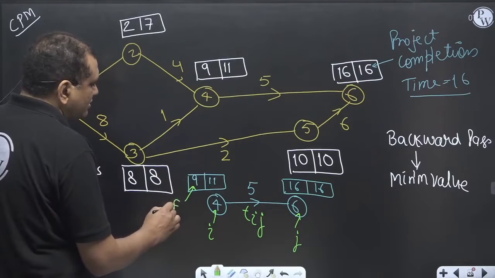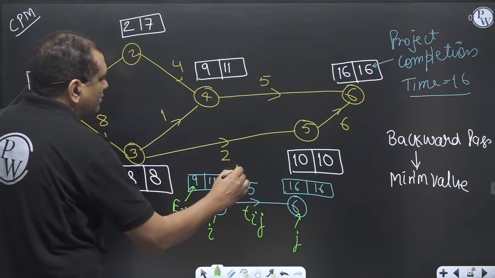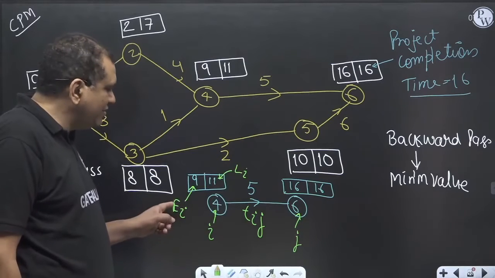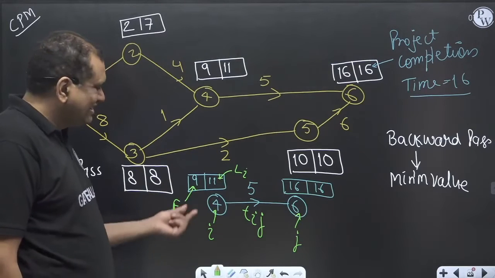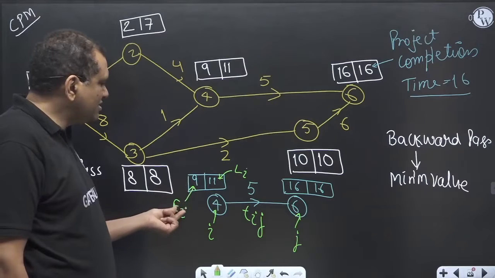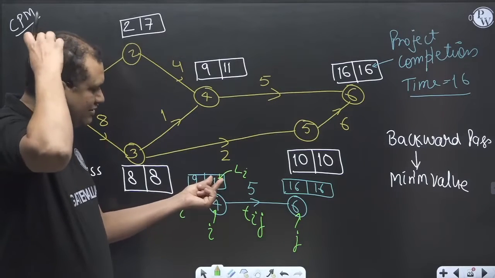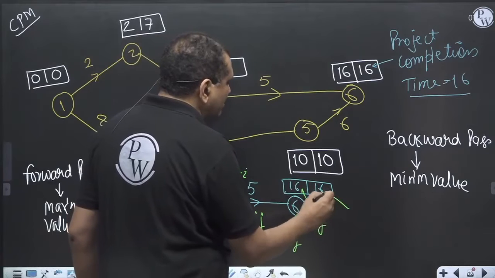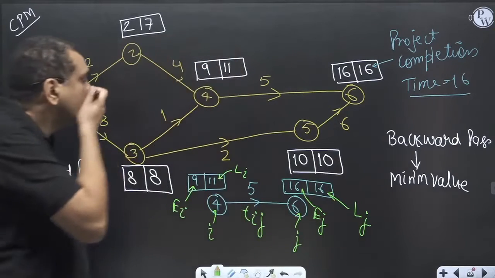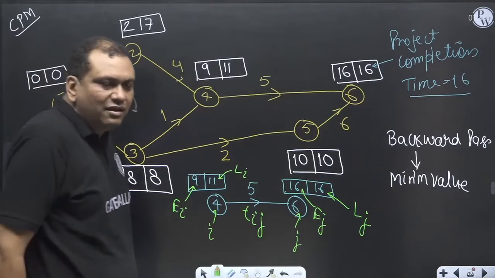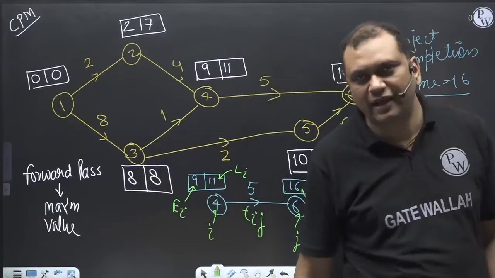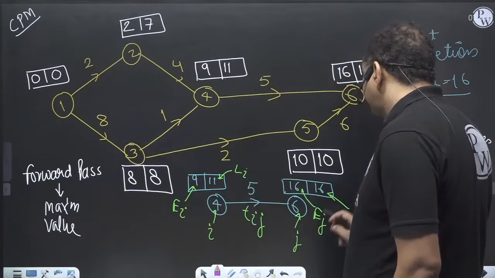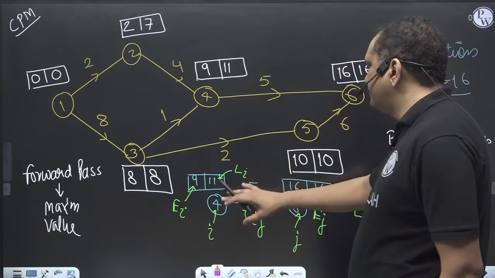Whatever is written in the box, it is Ei, Li. E means earliest, L means latest. This is Ei, earliest of ith node, latest of ith node. Earliest of jth node, latest of jth node. I'm generalizing the thing. I have taken activity 4 to 6, and this is the generalization.